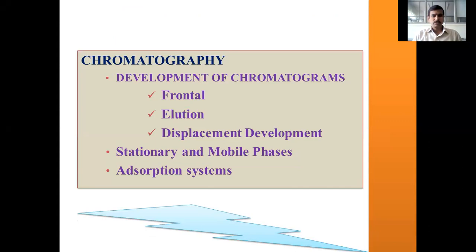There are three methods to develop the chromatogram in a chromatographic separation procedure, and they are frontal development, elution development, and displacement development. What are the principles involved and what are the ways we have to follow during the development of chromatograms by each one of these techniques, we will discuss in this module.